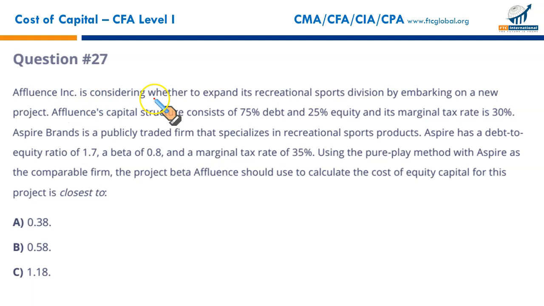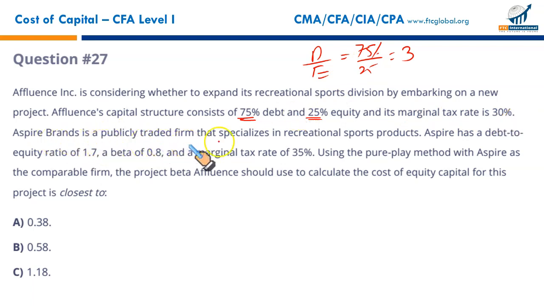Affluence Incorporated is considering whether to expand its recreational sports division by embarking on a new project. Affluence's capital structure consists of 75% debt and 25% equity. This project definitely involves levering and unlevering. So let us first calculate the debt to equity ratio. Debt is 75, quite high, 3 times your equity. So debt to equity is 3. And the marginal tax rate is 30%.